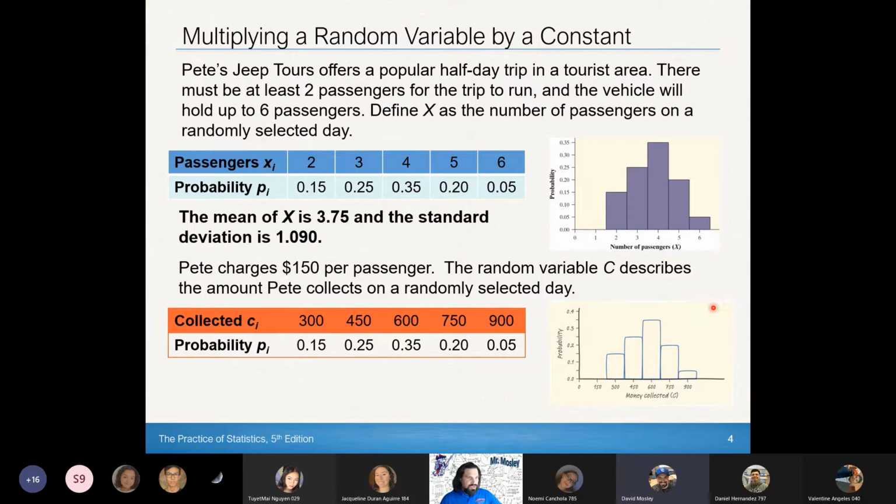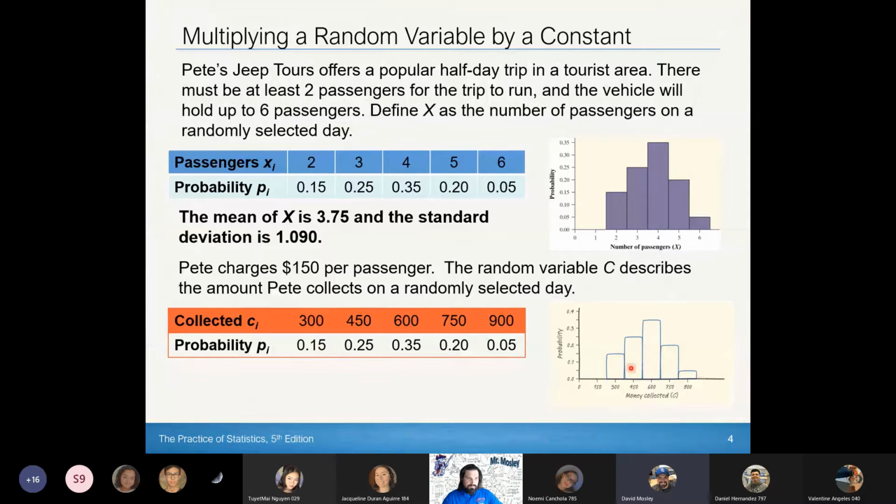If we look at the histogram of this probability distribution, we get the same looking histogram as we do up here. The only difference is the values on our horizontal axis are now money collected instead of number of passengers. So the numbers changed along the bottom, but the height of the bars did not.